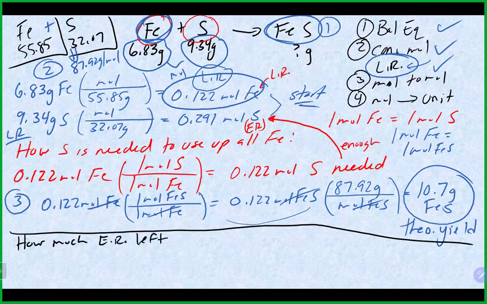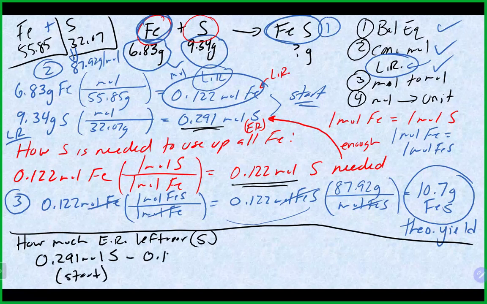is left over, which in this case is our sulfur, we know that we needed 0.122 moles of sulfur. We know how much we started with. So at this point, we could just simply subtract those two numbers, which is what we started with, minus how much we needed. And that gets us 0.291 minus 0.122, 0.169 moles of sulfur would be left over.